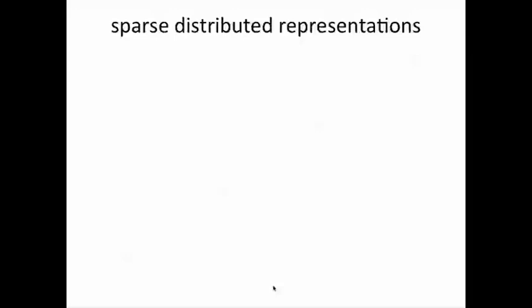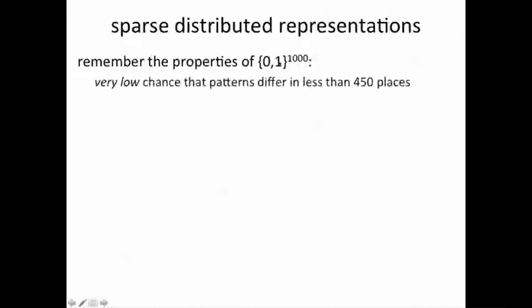The first important feature of hierarchical temporal memory is that it relies on sparse representations, in particular sparse distributed representations. These are closely related to the sparse distributed memory that we discussed way back during the lecture. Remember the properties of very long bit sequences of zeros and ones. In particular, if we have patterns of 1,000 bits in length, we learned that there's a very low chance that patterns differ in less than 450 places. So most random patterns chosen at random are far apart.